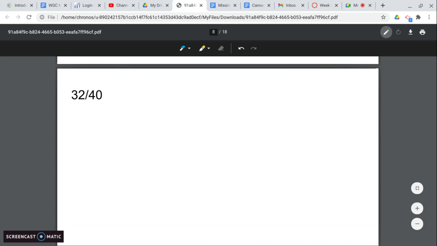All right, here we have 32 over 40. Do they have a number in common? Yes, they're both divisible by 8. 32 divided by 8 is 4. 40 divided by 8 is 5. So this is once again simplest form.